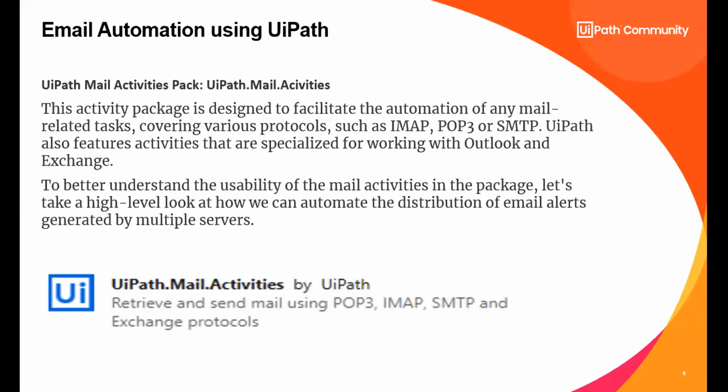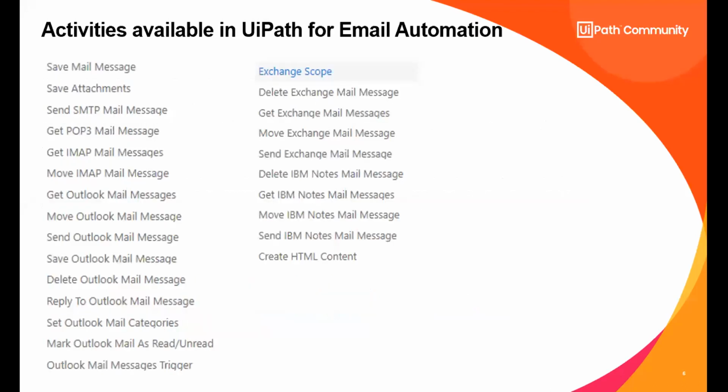Next, coming to email automation using UiPath. We have multiple activities available in UiPath for email automation. In order to achieve that, we have one package in UiPath called UiPath.Mail.Activities, which contains multiple email activities, for example, for IMAP, POP3, SMTP, and Outlook. First, we need to install this package, and then we need to work on those activities. Let me show what activities are available in UiPath for email automation.